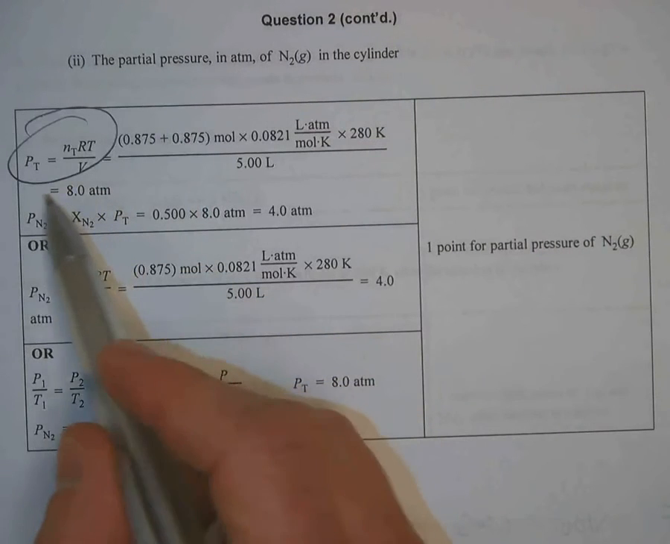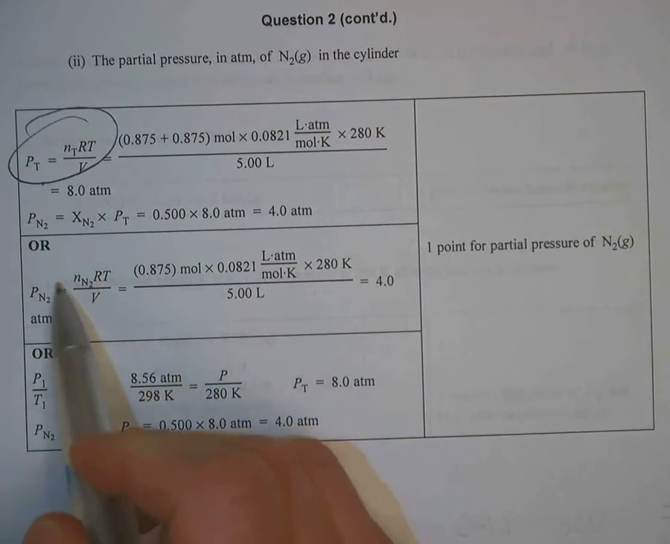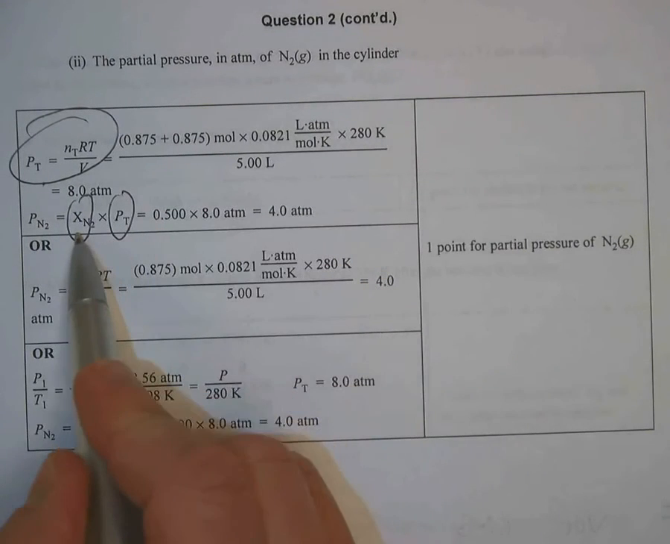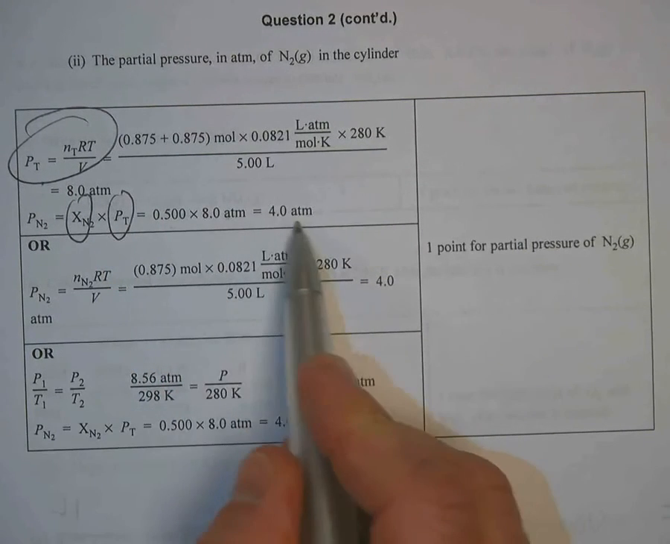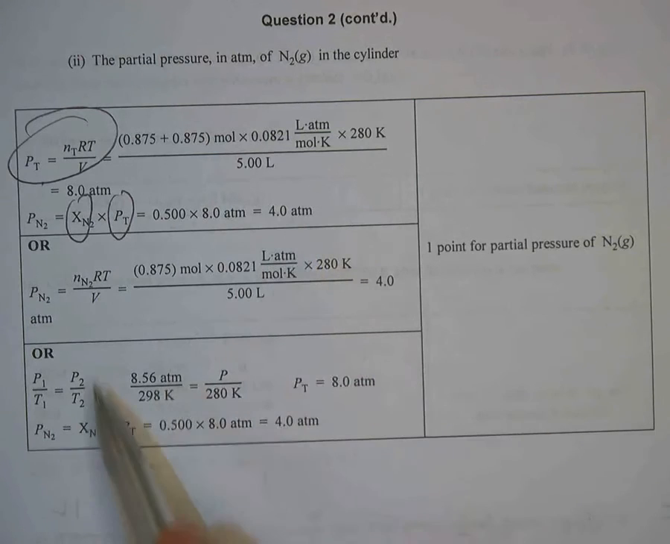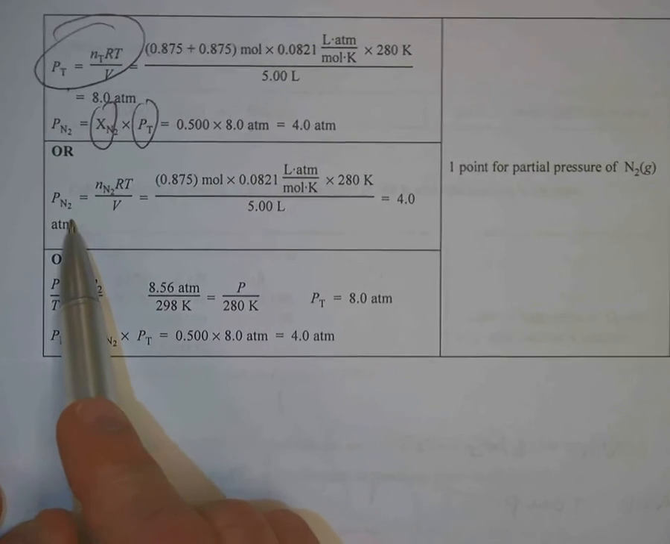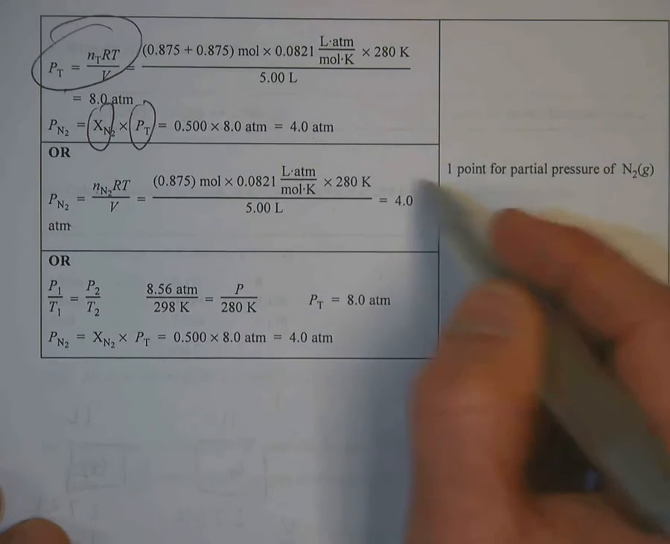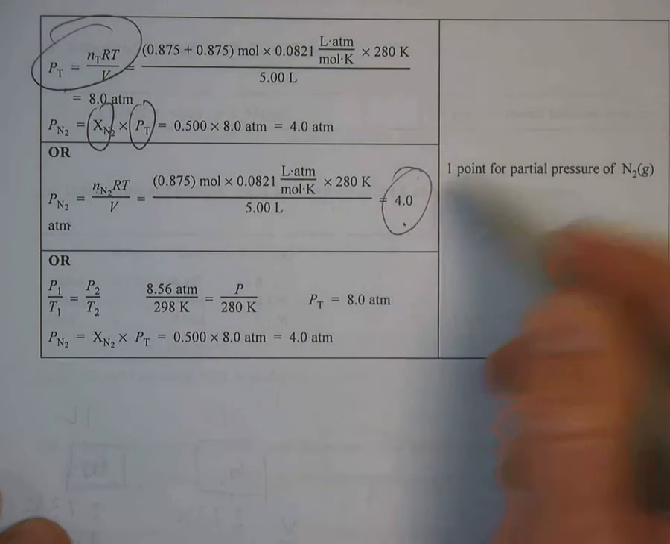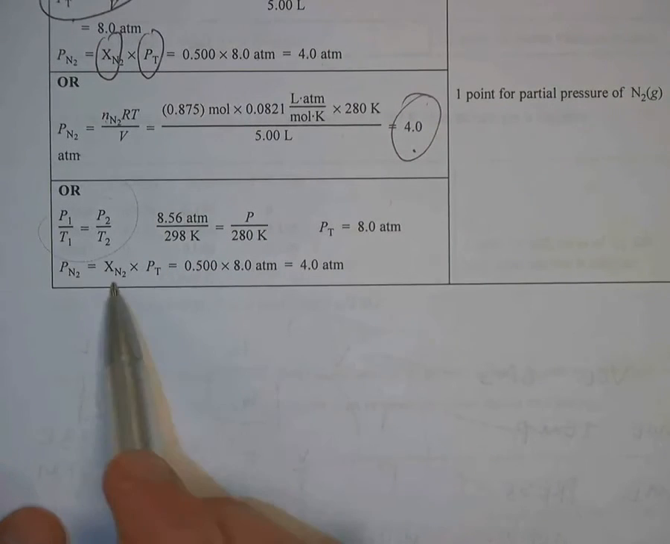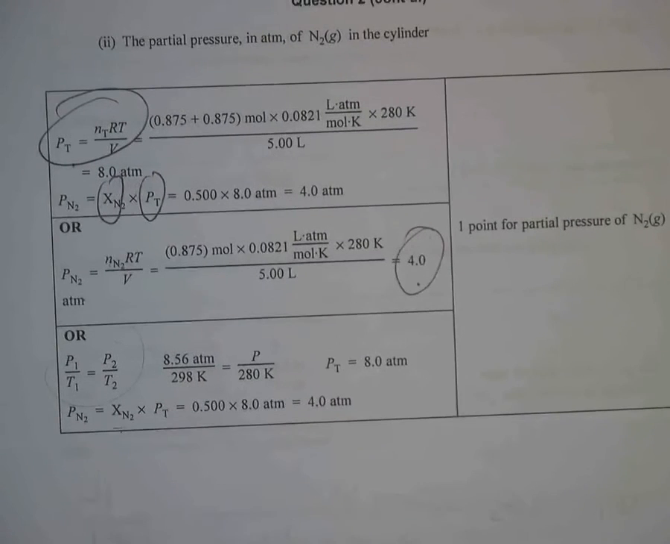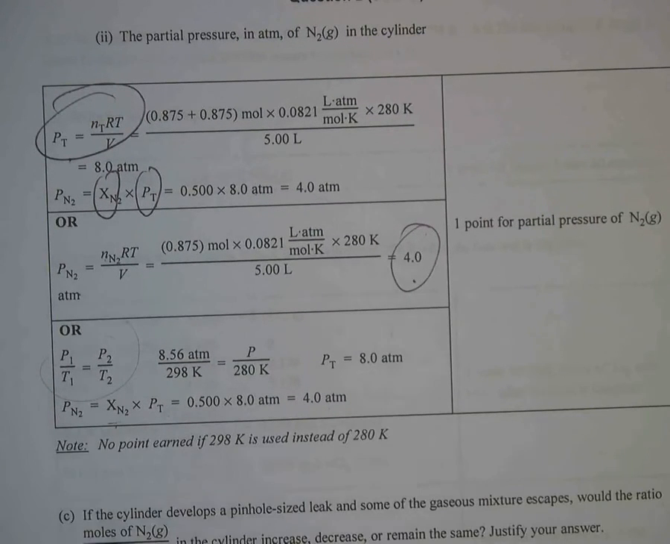First, you could just use PV equals nRT, okay? And then you could find the total pressure inside the container and multiply it by the mole fraction of N2 that you found. So it's half of 8 atmospheres, which would be 4. Or you could use PV equals nRT directly just to calculate the pressure of nitrogen by putting in the number of moles of nitrogen times RT divided by V, and you get 4 atmospheres that way as well. Or you could use one of these ideal gas equations right here and then the mole fraction to find 4 atmospheres of pressure as well. Any one of those ways is acceptable, and they all get to the same answer a different way.